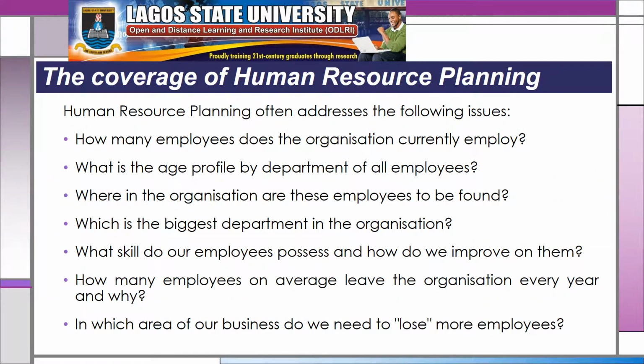So which areas does human resources planning cover? There are so many areas that human resources covers. For example, how many employees does the organization currently employ? That is, how many people do we have on our payroll? How many people are working for us and what are they doing?